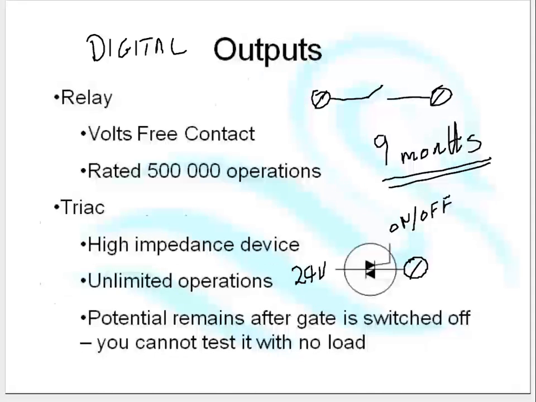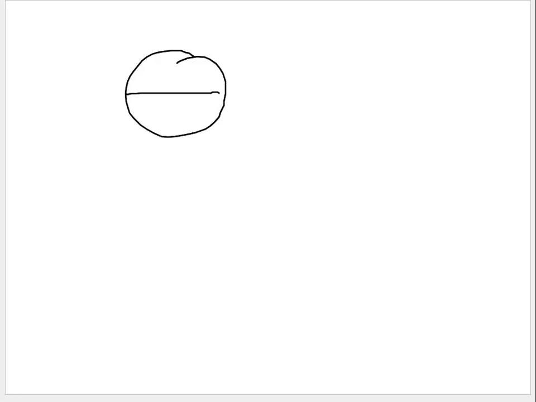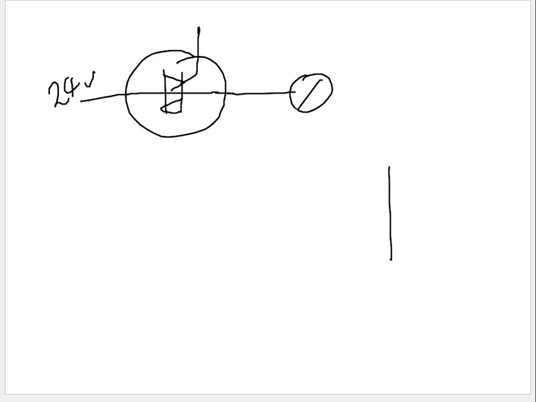Now, we have a slight problem with using the triac. Going back, the slight problem I have with the triac output, let me just draw one. I don't remember how it looks. Oh, yeah. Right. Here's the screw. Now, one slight hitch with the triac output is that the triac is a high impedance device.